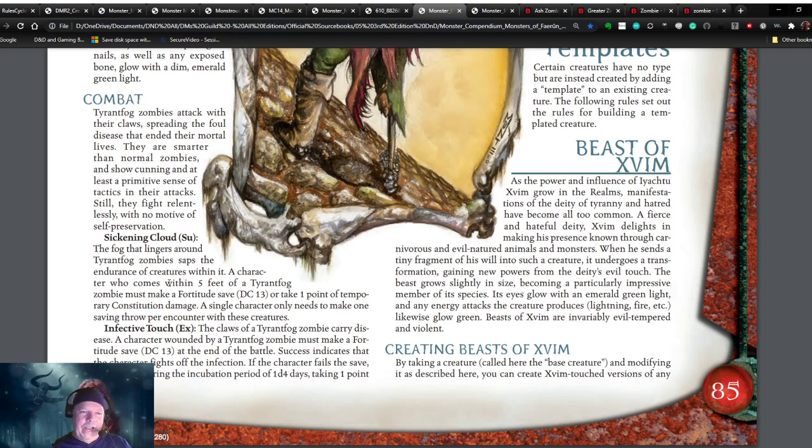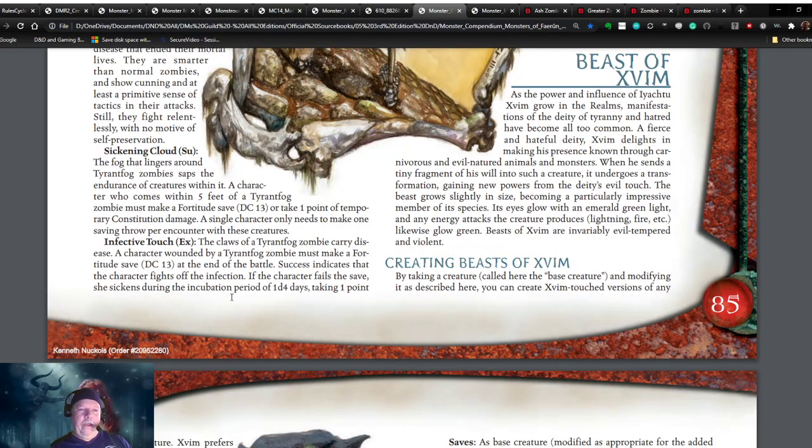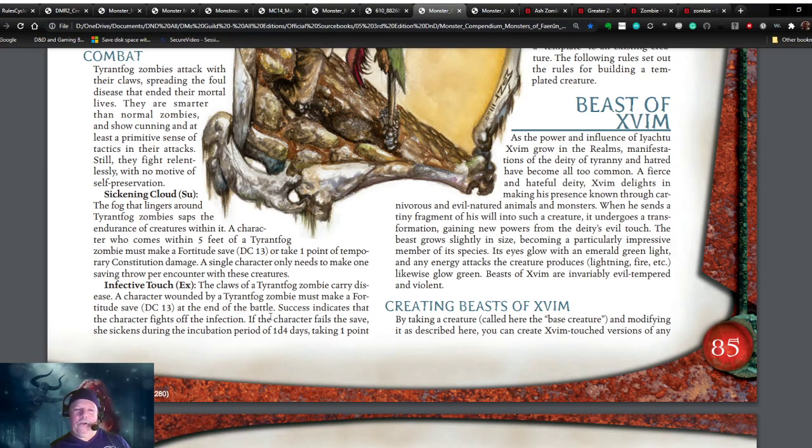Smarter and more cunning. Sickening cloud: fog that lingers saps the endurance of creatures within it. Any creature who comes within 5 feet must make a fortitude save or take 1 point of temporary constitution damage. Infective touch: the claws carry disease. A character wounded by a Tyrant Fog must make a fortitude save at the end of the battle. Success indicates the character fights off the infection. But failing that, now listen to the effects of this disease.